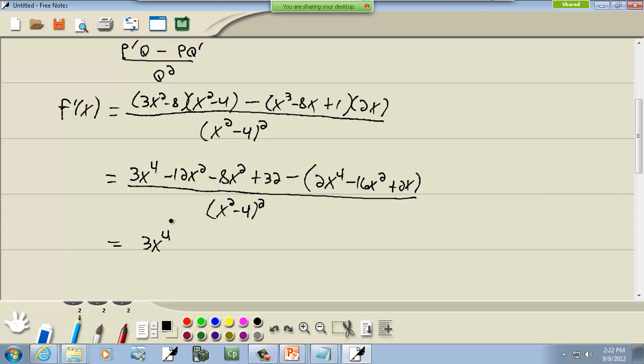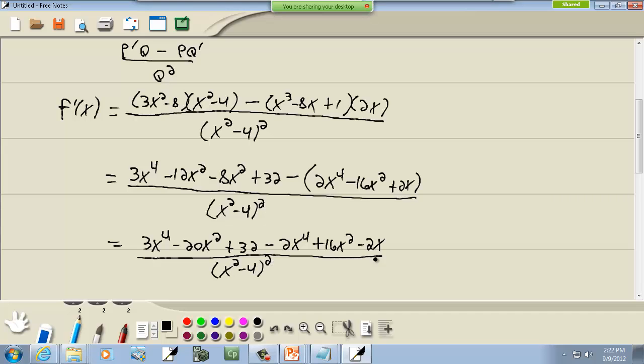Okay. Negative 12x squared, negative 8x squared gives us negative 20x squared. Combine together like terms at any step. And this negative is going to flip the sign of everything inside here. So it becomes a negative 2x to the fourth plus 16x squared minus 2x, all over x squared minus 4 squared.